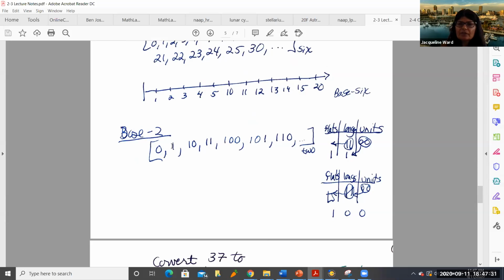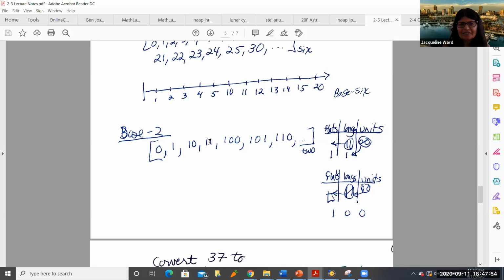In base 2, you only have the digits 0 and 1, right? That's called a binary system. That's how computers work. They're just strings of zeros and ones. So you could count 0, 1, and then as soon as you have a group of 2, you exchange it for one long, and then you have 0 ones.